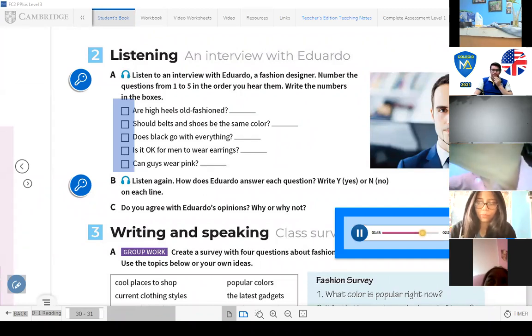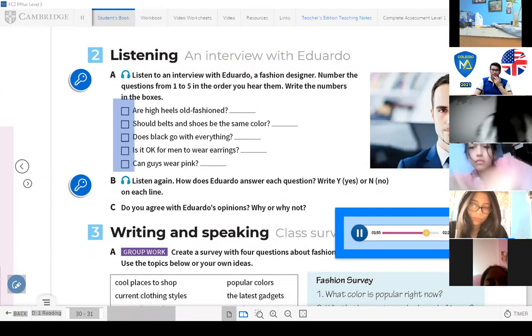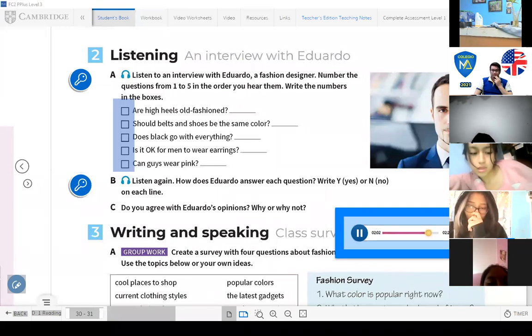Good question. Many people believe this. It goes well with dark colors and with white. But too much black is a bad thing. So the answer is no. Interesting. One final question from Susanna in Miami. She asks, are high heels old-fashioned? In my opinion, no. However, some women find them uncomfortable.